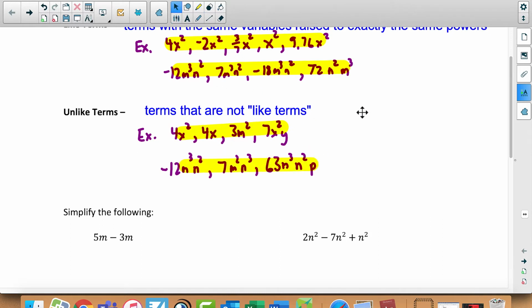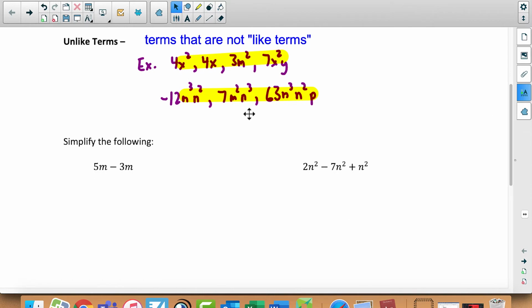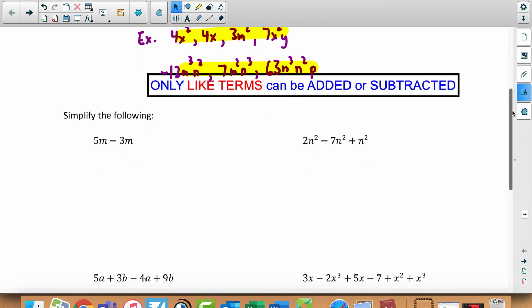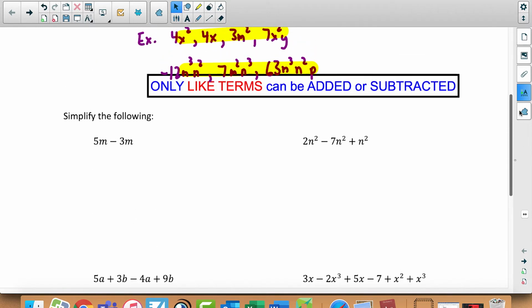Which takes us to the most important idea for today, and here it is. Only like terms can be added or subtracted. You cannot add or subtract unlike terms. You can multiply and divide them. We'll talk about that in a few classes. But you can only add or subtract like terms, and that's what we're going to do today. We're going to add and subtract some monomials. Look at all these monomials on the page that we're going to add and subtract together.